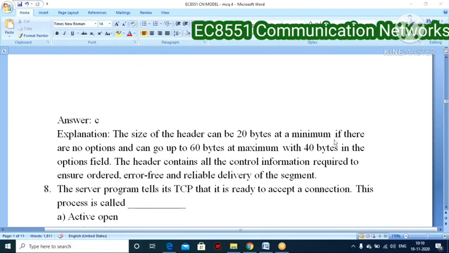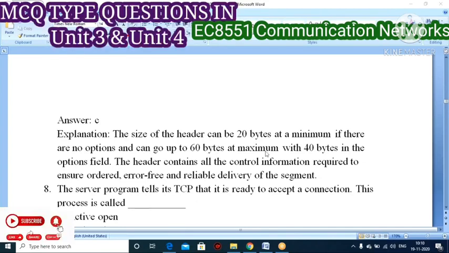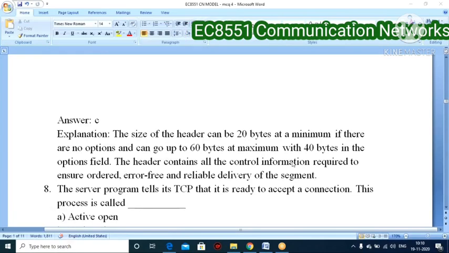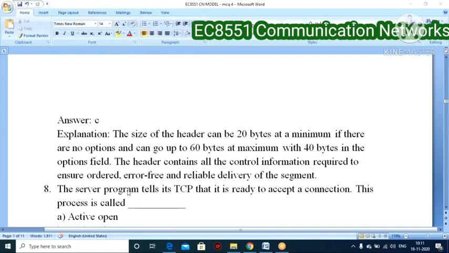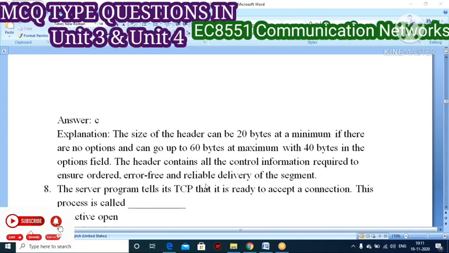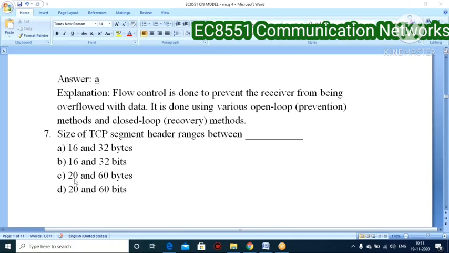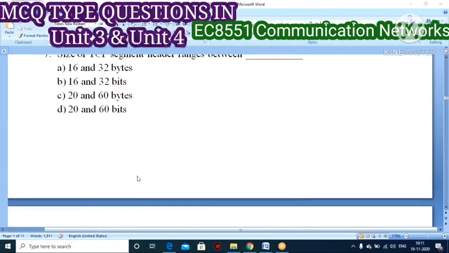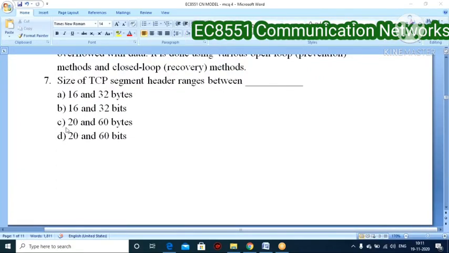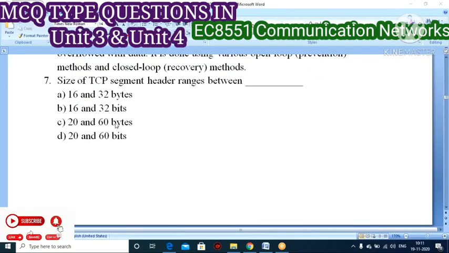So that is 20 bytes at the minimum. If there are no options, it can go up to 60 bytes at maximum, with 40 bytes in the option field. The header contains all the control information required to ensure the ordered, error-free, and reliable delivery of the segment. So it ensures these three things. So option C, that is 20 to 60 bytes, because in the header the minimum is 20 and the maximum is 60.